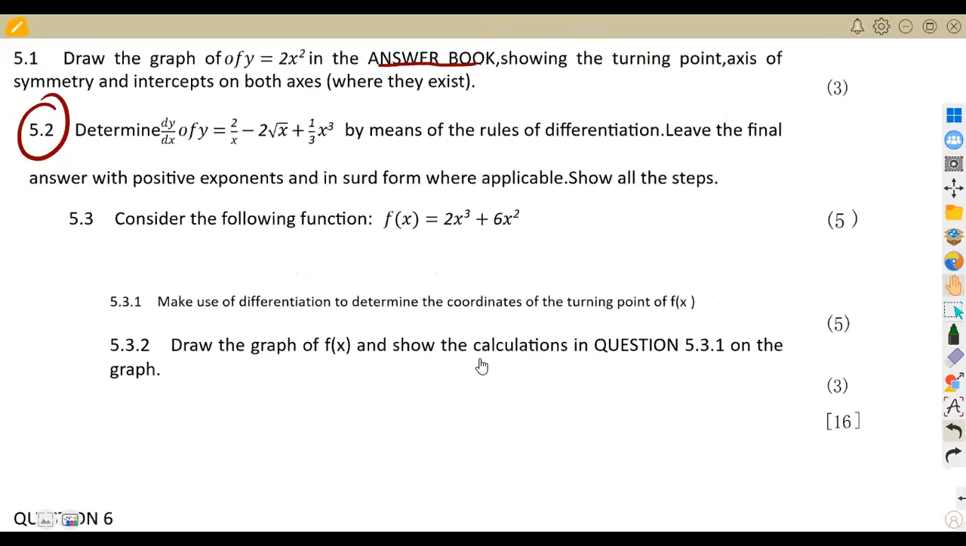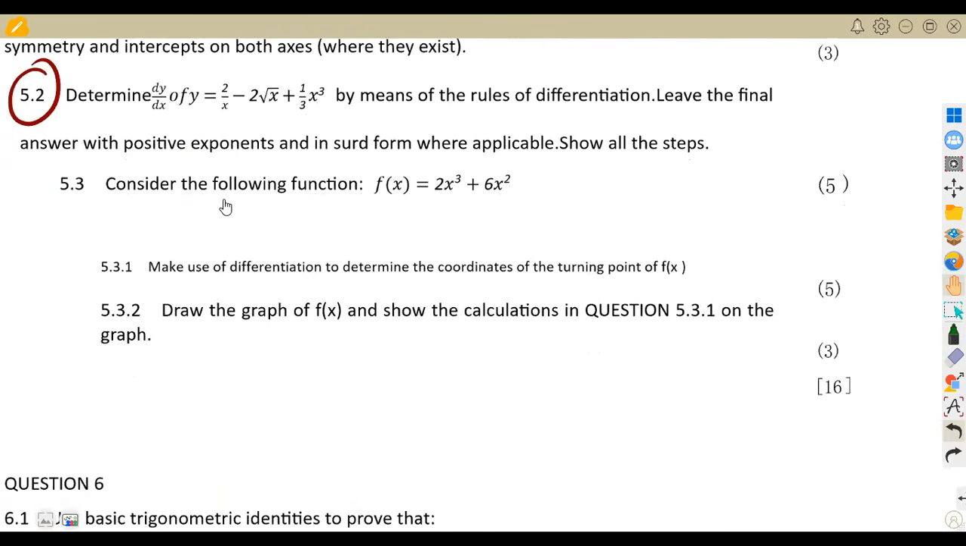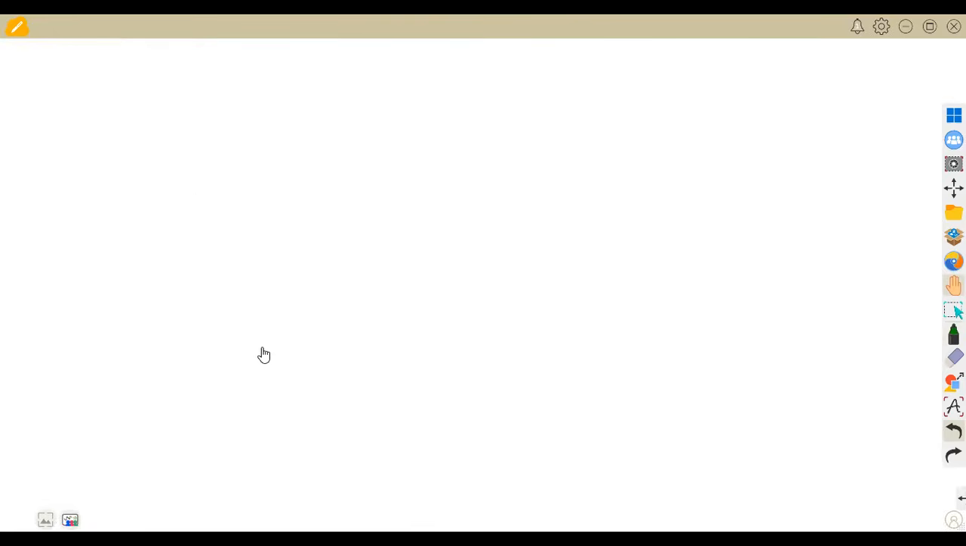5.3, we are given f of x. Consider that f of x is 2x cubed plus 6x squared. Make use of differentiation to determine the coordinates of the turning points of f of x. All right, so you need to determine the coordinates of the turning point. So remember, for a function that we are given, here we're given 2x to the exponent of 3 plus 6x squared.